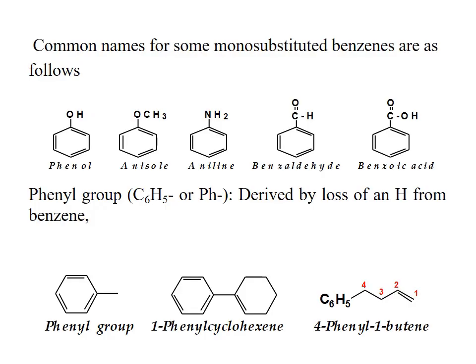benzene with a hydroxy group, that is OH group, phenol. Benzene with a methoxy group, OCH3, anisole. Benzene with an amino group, aniline. Benzene with an aldehyde group, benzaldehyde. And benzene with a carboxylic acid group, benzoic acid. The phenyl group is C6H5 or Ph. It can be derived by loss of one hydrogen atom from benzene.